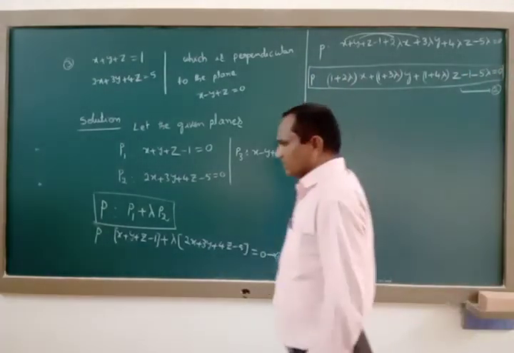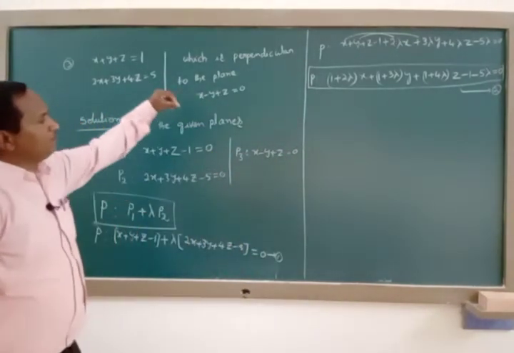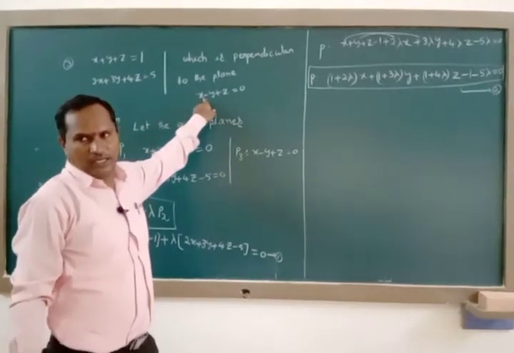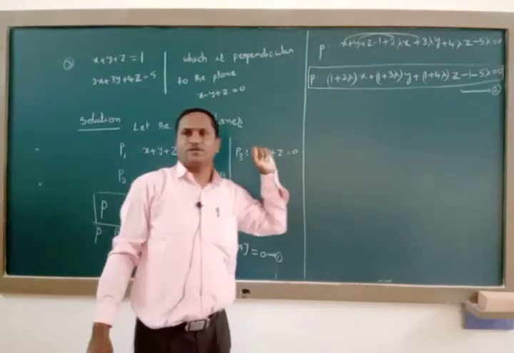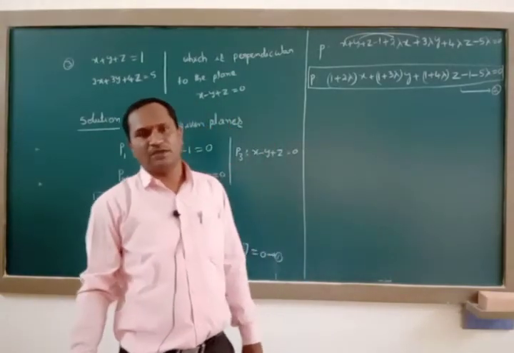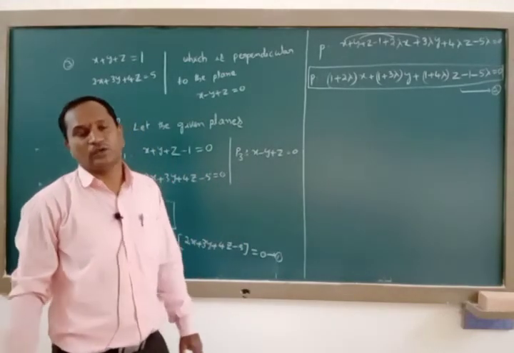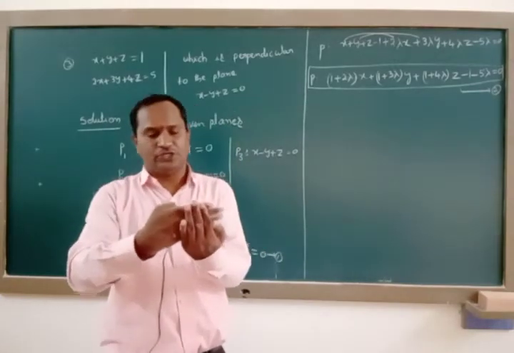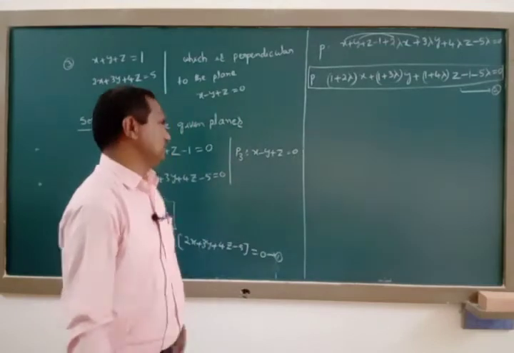But in the question they mentioned that equation 2 must be perpendicular to x minus y plus z is equal to 0. Already in the note I told some conditions. What is the condition for perpendicularity of two planes? It is a1 a2 plus b1 b2 plus c1 c2 is equal to 0. We have to apply that condition here, because they mentioned the given two planes are perpendicular to each other. Whenever they are perpendicular to each other, we have to apply that condition.